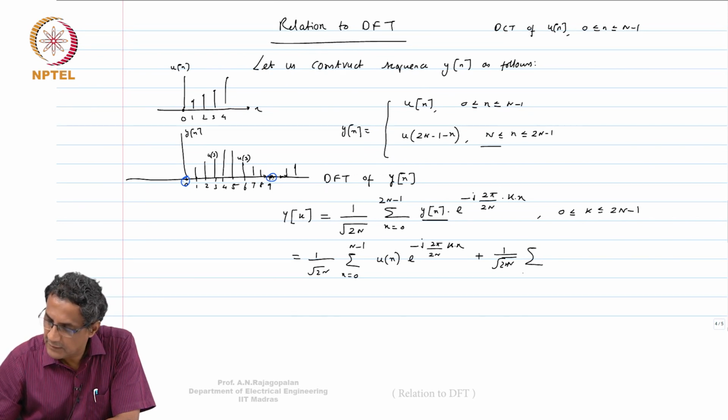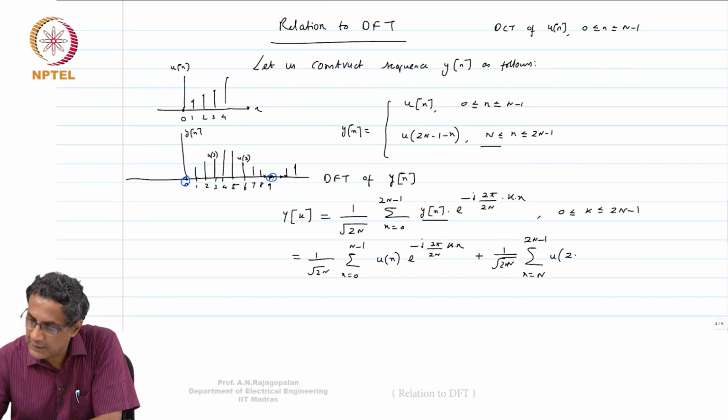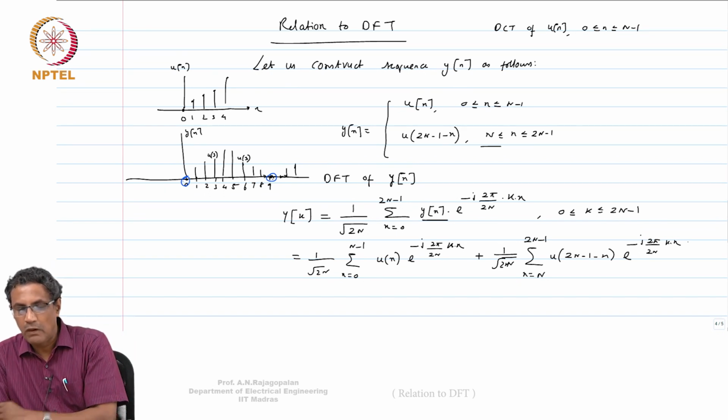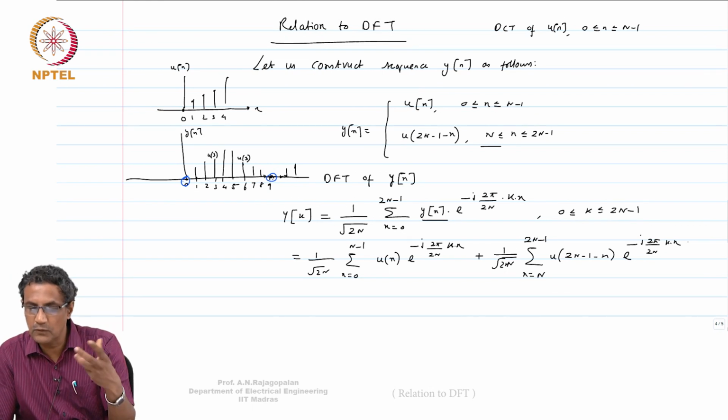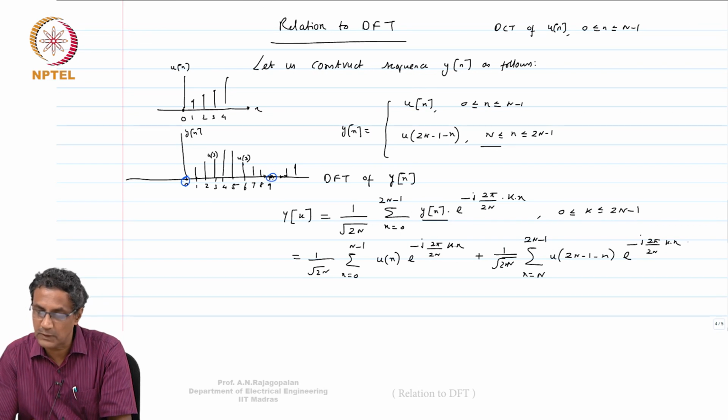summation n, whatever you want to call it, let's call it m or n, it doesn't matter. We know that n goes from n to 2n minus 1, and in that range it is u of 2n minus 1 minus n e raised to minus j 2 pi by 2n kn. So we have only split it into what yn is over 0 to n minus 1, and what yn is over n to 2n minus 1.